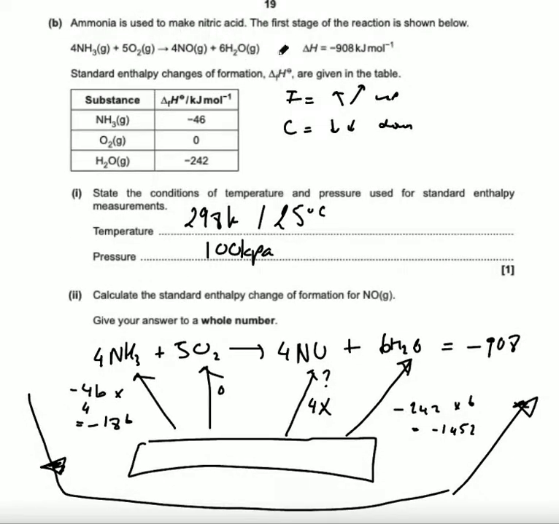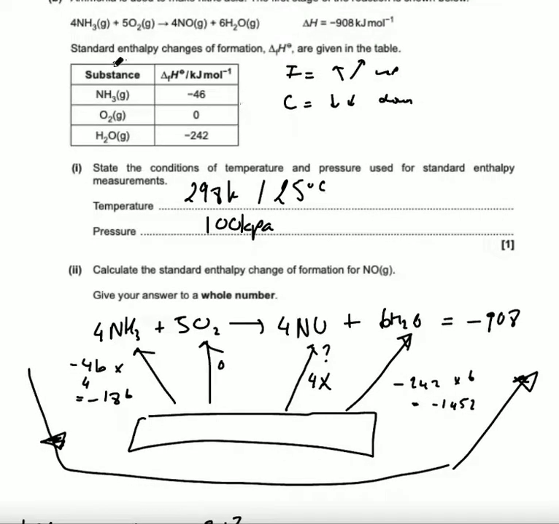Ammonia is used to make nitric acid. The first stage of the reaction is shown below. So this is it. Calculate the enthalpy changes of formation. The standard enthalpy changes of formation are given in the table below. State the conditions of temperature and pressure used for the standard enthalpy measurements.